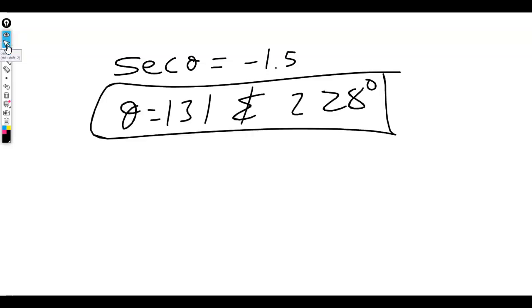So let me throw a student practice at you guys with secant now. Let's say I gave you secant of theta equals negative 1.5. See what you get. Pause the video here to check your answer in a moment. And our two answers for that one would be 131 degrees and 220 degrees.